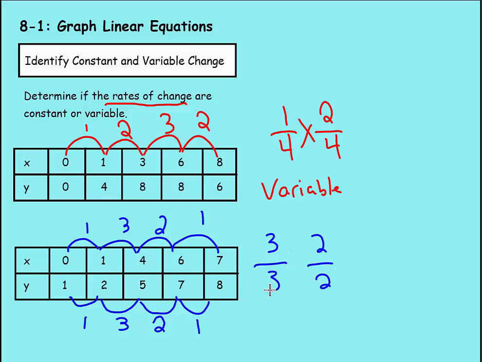Well, 3 divided by 3 is 1. 2 divided by 2 is 1. So these are similar ratios. It's about as easy as it gets here because it's just a ratio of 1. So we are going to say these are constant, and that holds true with these ones as well. They all have to be the same if it's going to be a constant. You can't have one that is off, but since these are all on, that works.